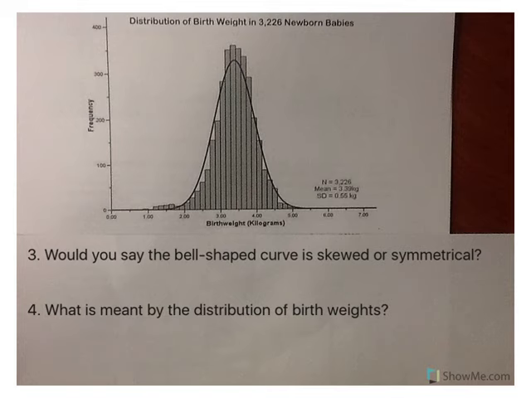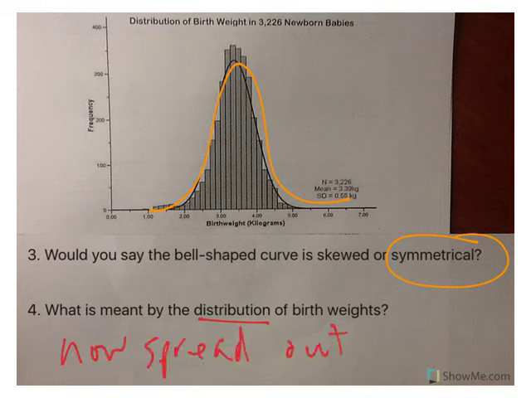Would you say the bell-shaped curve is skewed or symmetrical? Well, the fact that it's bell-shaped implies symmetry. So you can only have the normal distribution or a bell-shaped curve if you have symmetrical data or approximately symmetrical data. Number four, what is meant by the distribution of birth weights? Well, distribution is kind of like how spread out they are. How spread out the birth weights are, from here to here, that would be kind of like the distribution. The range, the smallest to the biggest, anything kind of dealing with that.